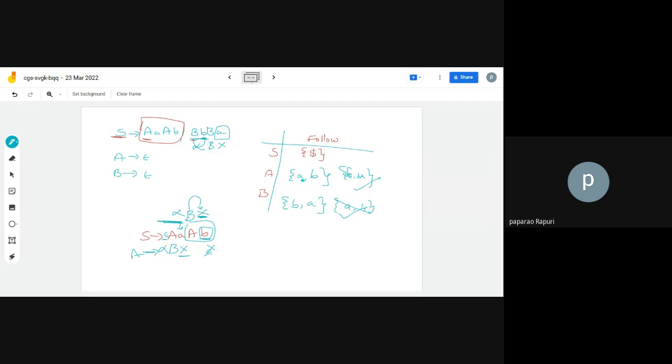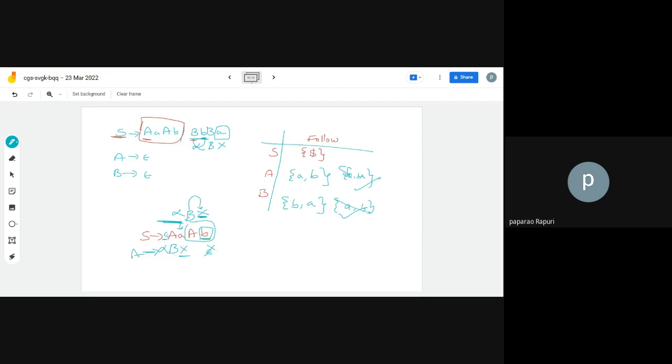But we need to consider what are the terminals of that non-terminal, the terminal set of follow of that non-terminal, which is useful for constructing the SLR table. For constructing the SLR table, it is useful for us.